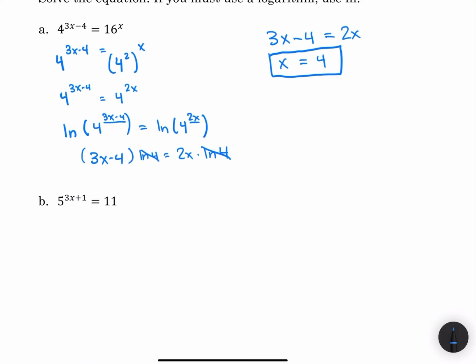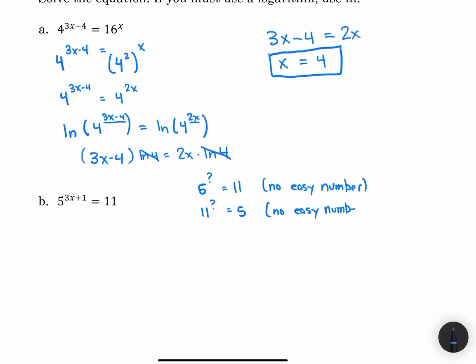In example B, we have 5 to the 3x plus 1 equals 11. So first thing, we can't express 5 as a power of 11. 5 to the what equals 11? No easy number. And similarly, 11 to the something equals 5. Also not an easy number. So no easy number exists for this.